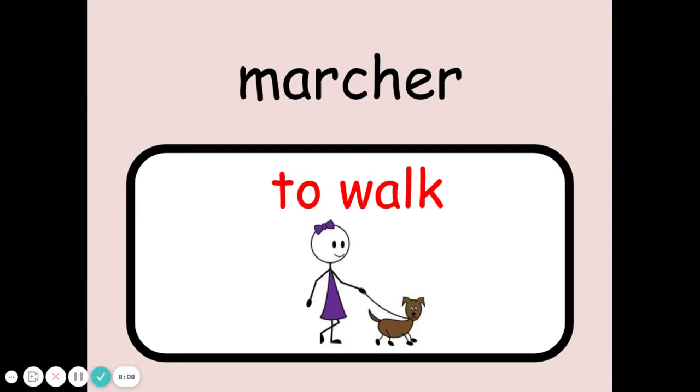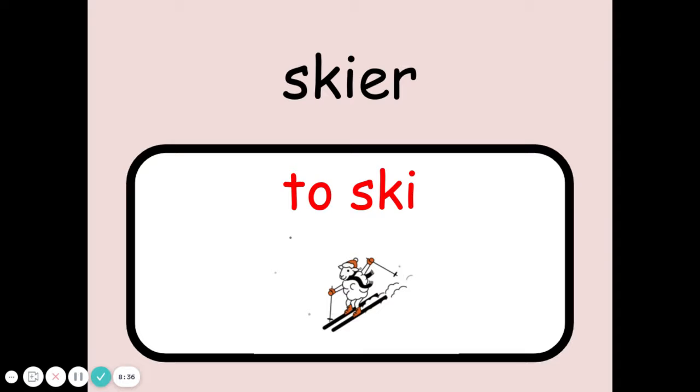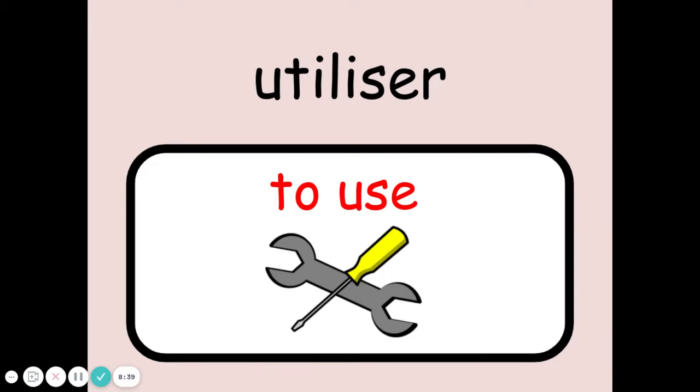Marcher, to walk. So that's to walk from point A to point B, because you have to get there. It can also be, marcher can also mean to work or function, like a TV. The TV works, the computer works, that kind of thing. Patiner can mean to skate. Most of the time it refers to ice skating, but it can be any of them, and they can add extra words afterwards too. Skier, to ski. Utiliser, to use, like utilize. We do have that word in English, and that is to use.